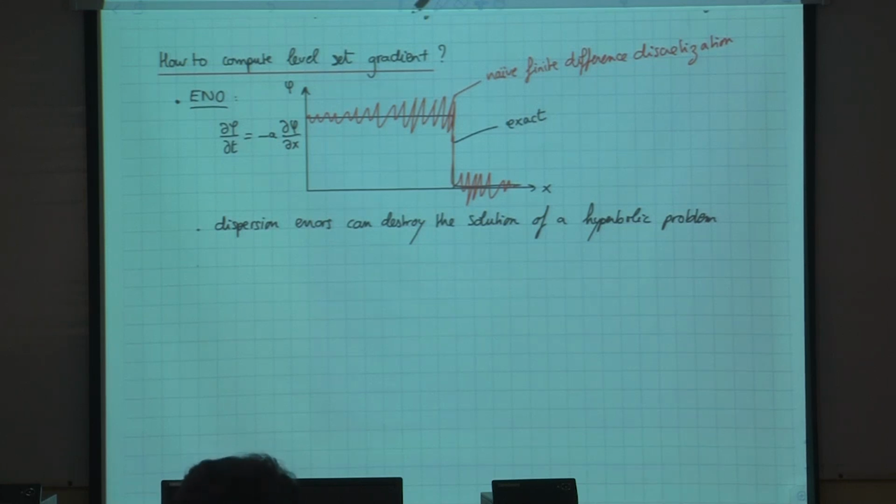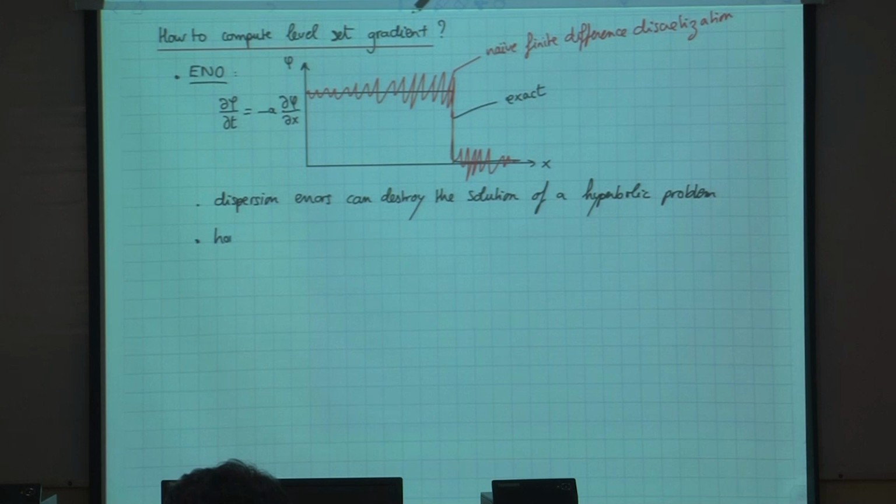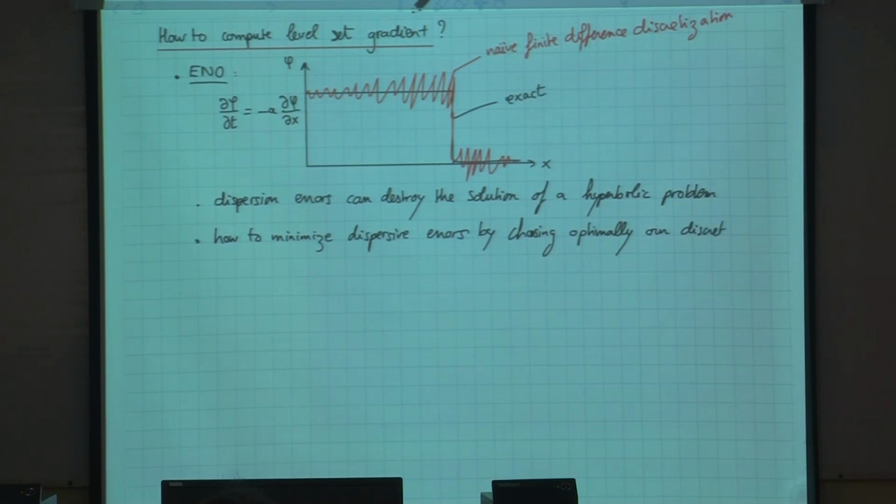And then the question is how to minimize dispersive errors by choosing optimally our discretization stencil. This is the key question at the start of this discussion. What is the stencil that you should use to discretize your equation in order to minimize this amount of dispersive errors?